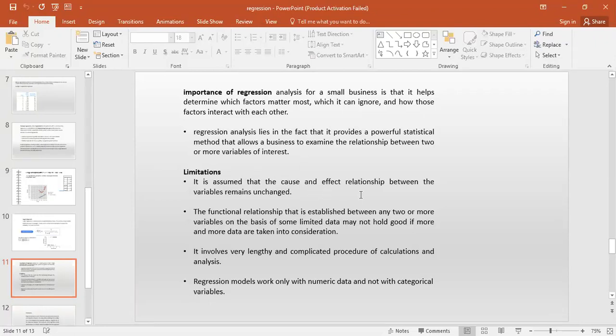And the cause and effect relationship should remain unchanged, that is, the independent and dependent variables remain unchanged. Even if another independent variable is included, there should not be any change. So if we want to increase our accuracy, we would add a few more models and a few more independent variables, but that is not supported by regression, which is another limitation.